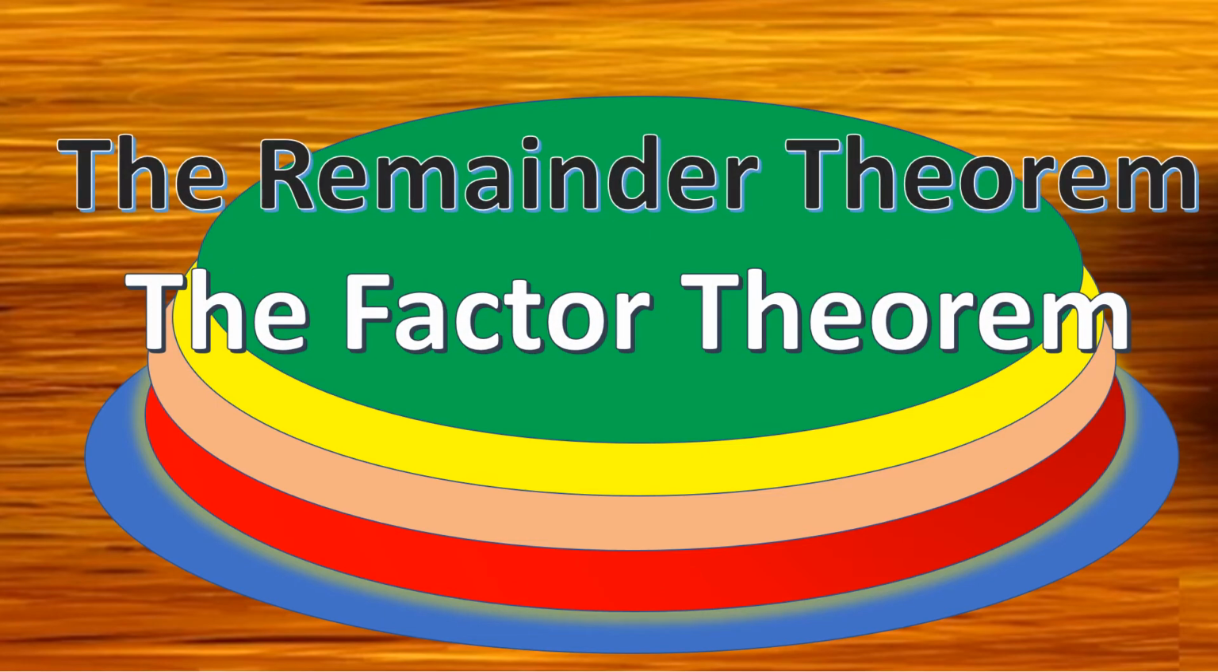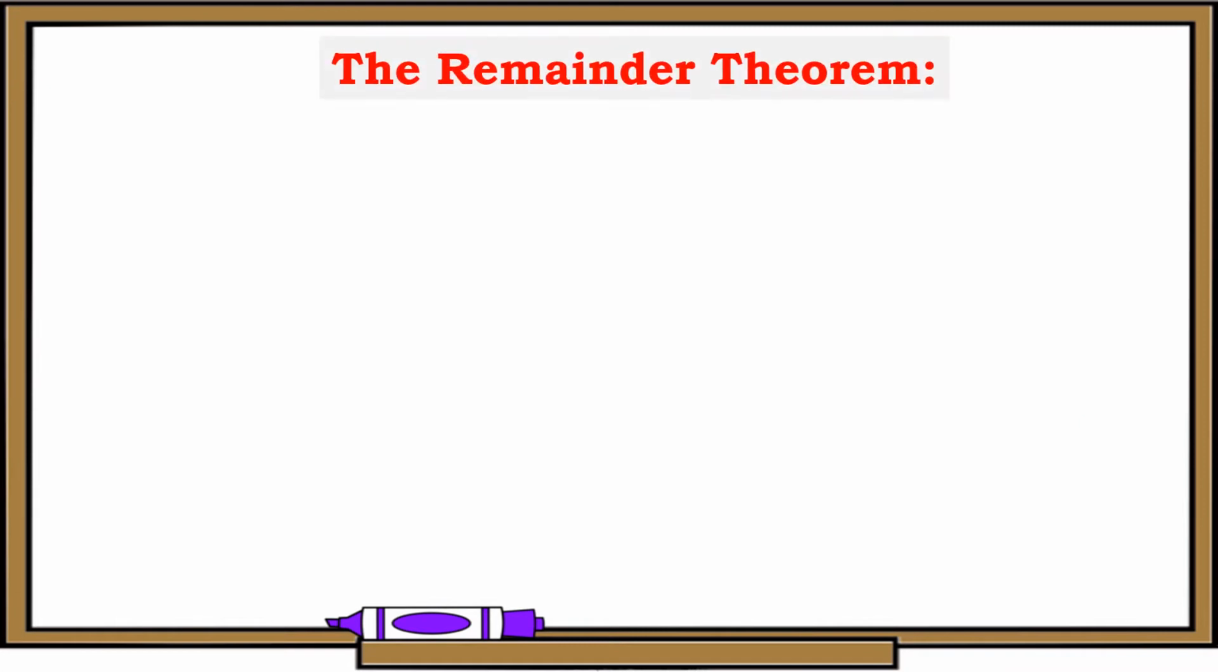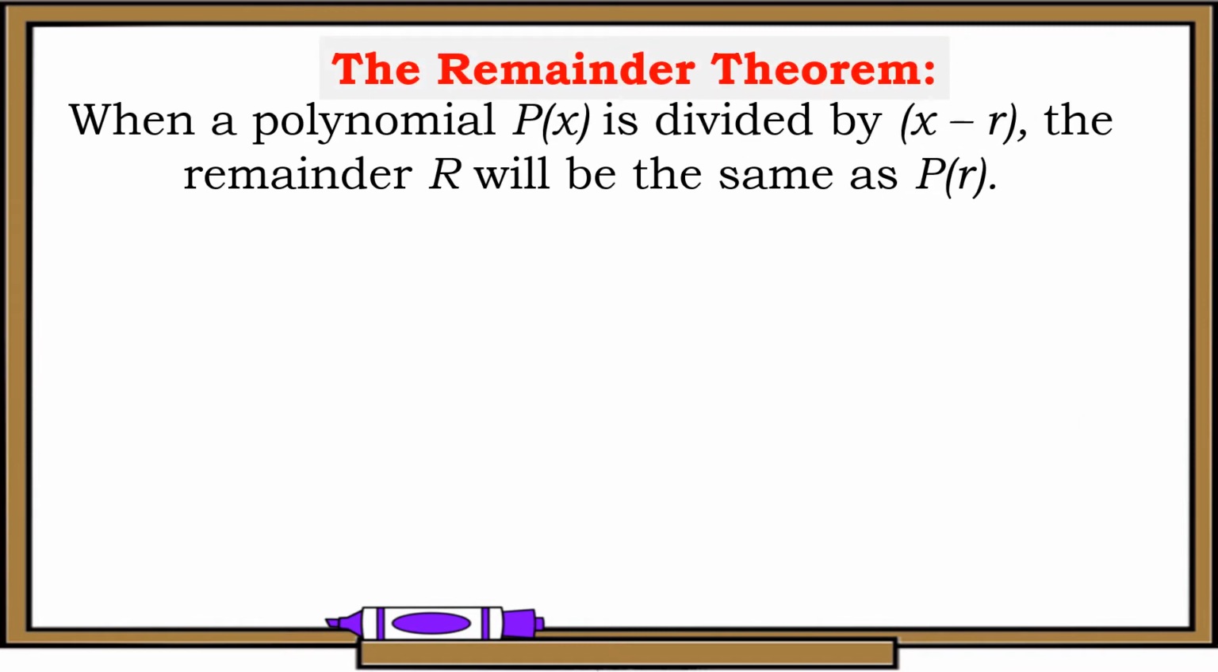So, the remainder theorem and the factor theorem. What is the remainder theorem? When a polynomial P(x) is divided by x minus r, the remainder R will be the same as P(r), or R is equal to P(r).